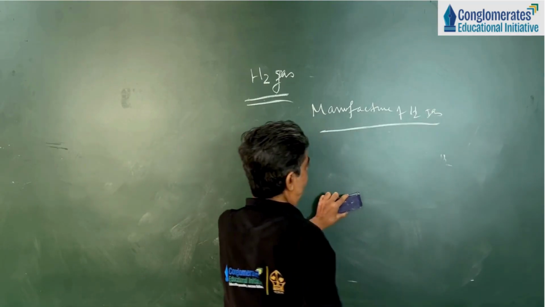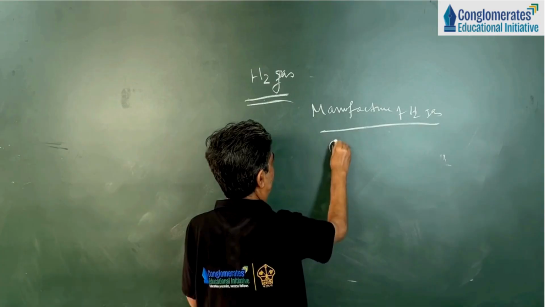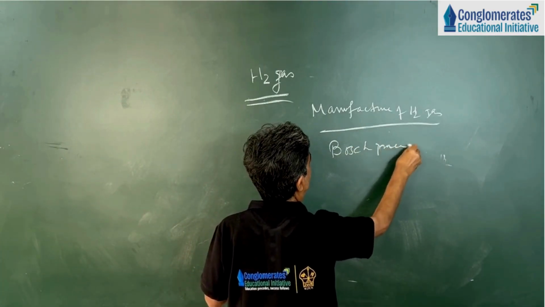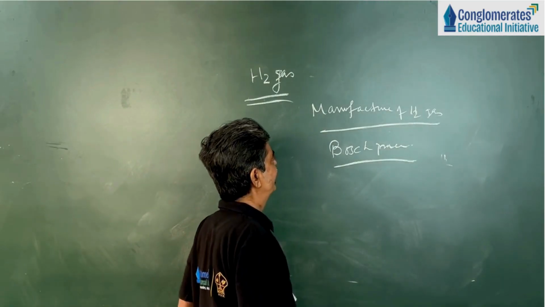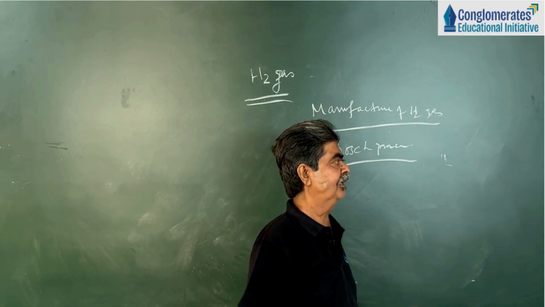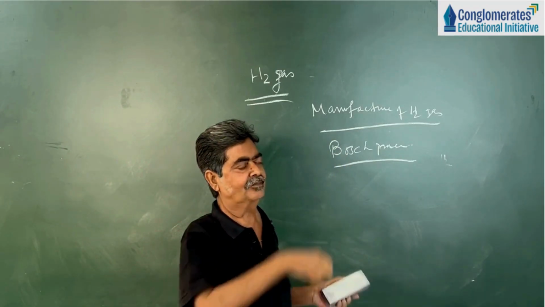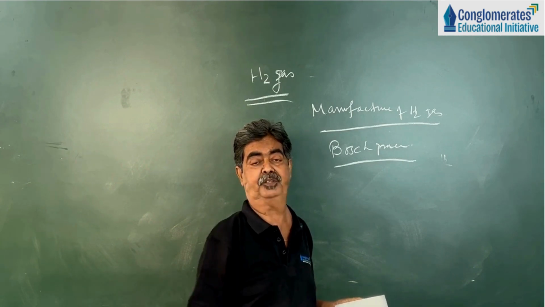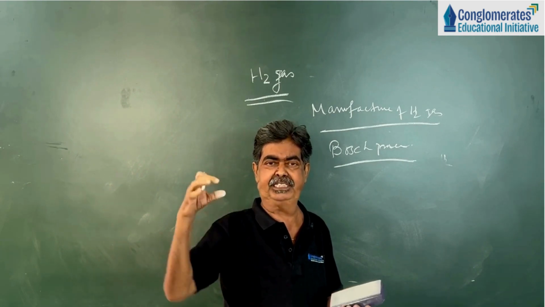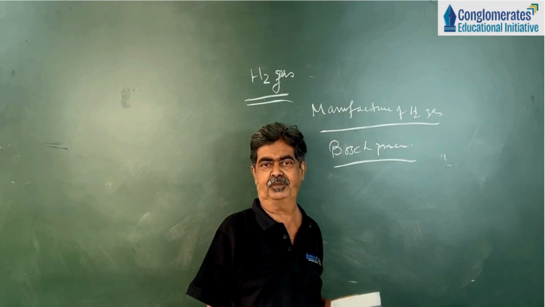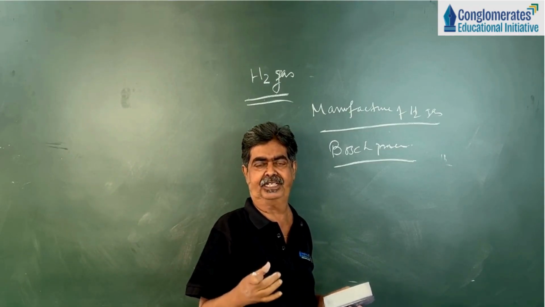Manufacture of hydrogen gas is known as the Bosch process. By this method, we can manufacture hydrogen gas industrially. There are 3 steps in the Bosch process. First step: when steam is passed over white hot coke, we get a gas mixture known as water gas, which is a mixture of carbon monoxide and hydrogen.